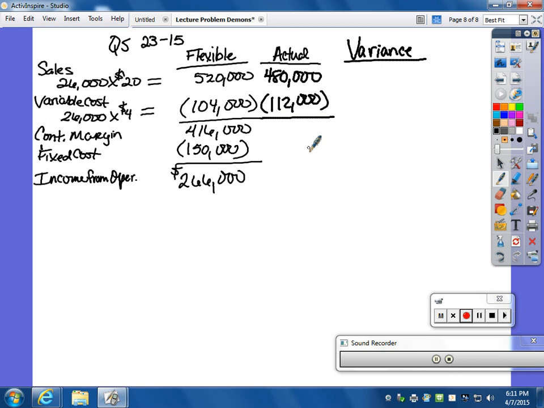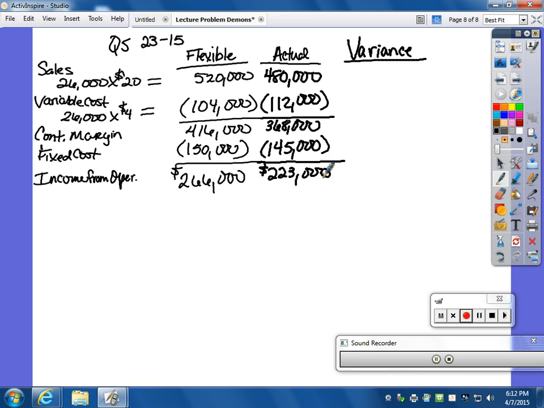That means the contribution margin is going to be what now? 360? 368. Okay, and what was our fixed cost? 145, which means that our actual income from operations is 223.